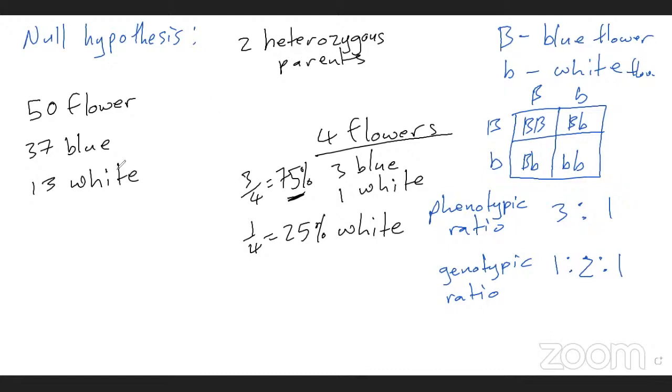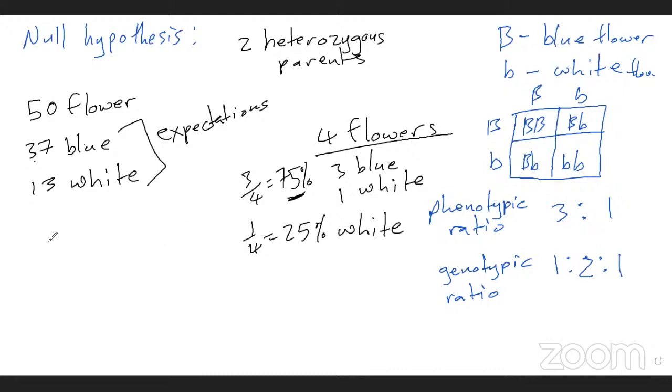So if we're doing an experiment, before we do the experiment, 37 of the flowers is expected to be blue. So this is our expectations. 37 would be blue and 13 will be white. All right, that is our expectation.